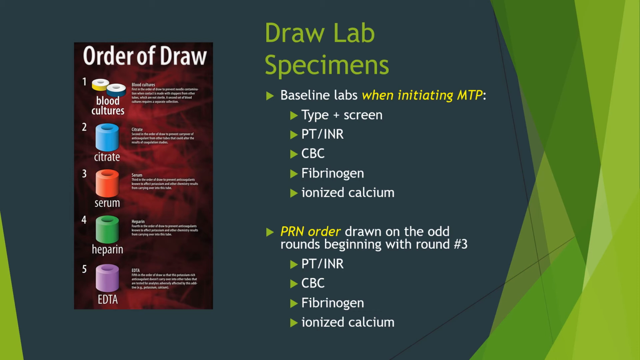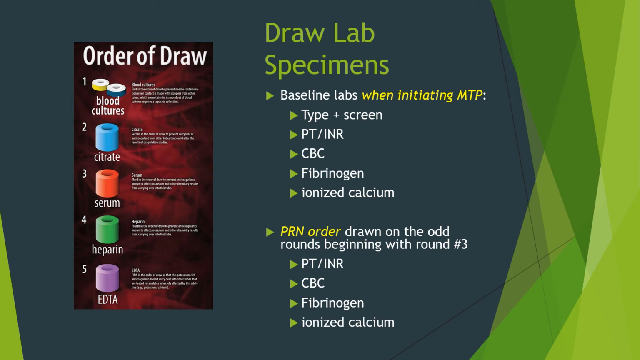The baseline labs that will populate in Epic include a blood bank type and screen, PT-INR, CBC, fibrinogen, and ionized calcium. Once those have been sent, you should receive the first round of blood and you can begin transfusing. You will track MTP based on lab values, and those are PRN orders that are automatically populated in Epic once the order has been entered.